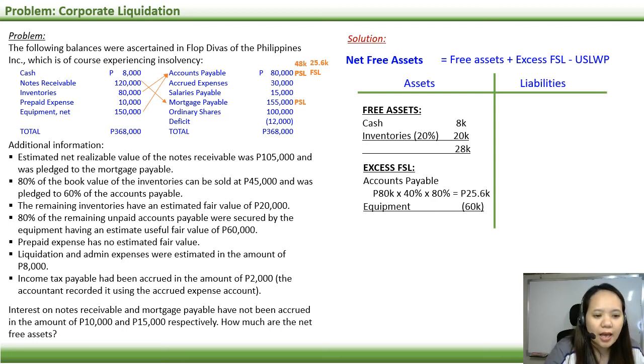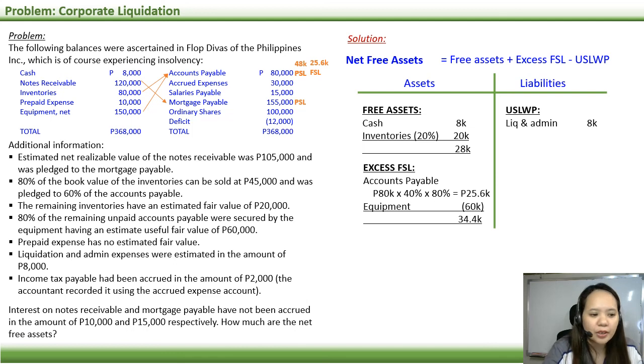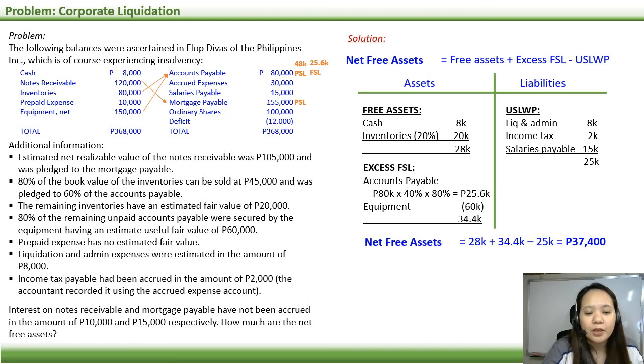Equipment na 60,000 yung fair value. You have an excess of 34,400. For the unsecured liabilities with priority, you have liquidation and admin expenses 8,000, income tax payable 2,000, and pag nakita mo dun sa trial balance, meron ka pang salaries payable na 15,000. So, total unsecured liabilities with priority is 25,000. Net free assets is computed as 28,000 free assets plus excess of fully secured liabilities 34,400 minus your unsecured liabilities with priority 25,000 for total of 37,400.